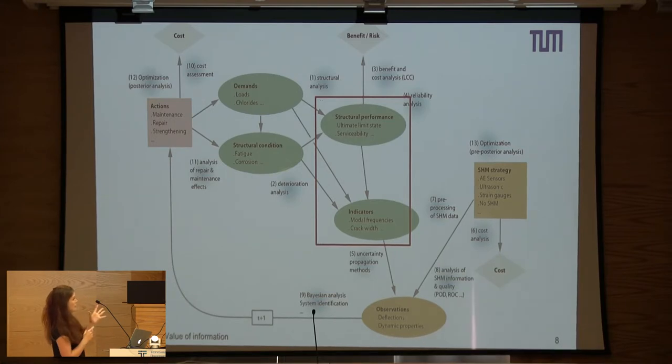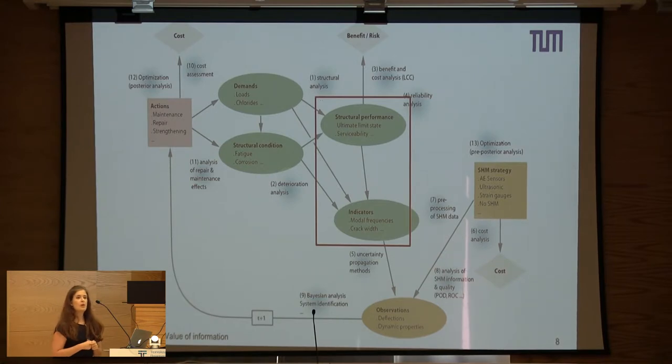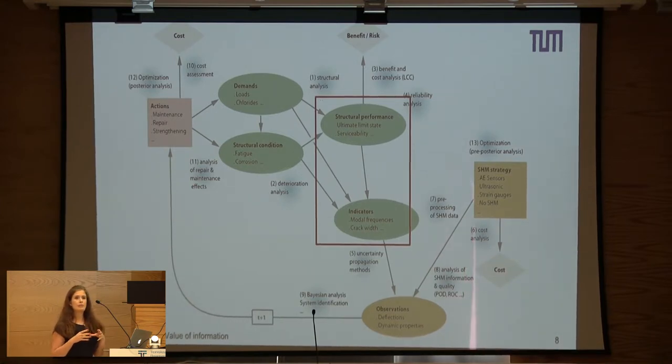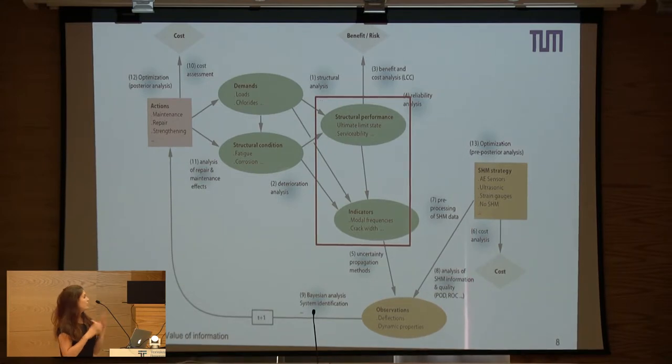Then there is this very important part, which is the identification of the indicators, which will represent the system and link the different characteristics together in order to have something that's a bit less complex than reality, of course. So you can have generally a crack model, for instance, for fatigue, or model frequencies, etc. And then this is still linked to the structural performance and then back to the risk.